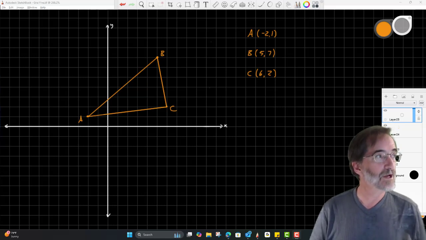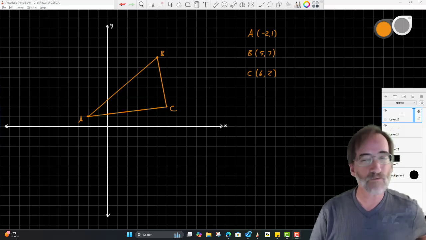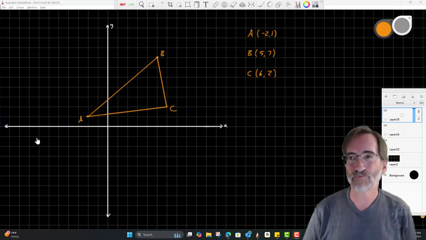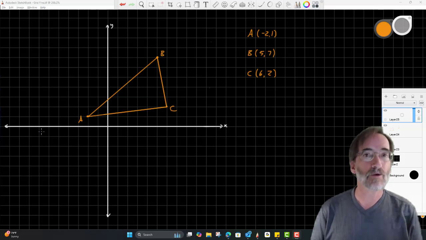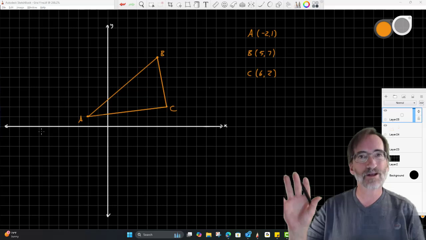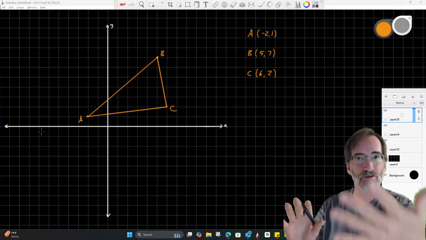All right, this is Geometry A, Unit 4, Lesson 4. We're going to talk about reflections. Reflections. You've seen reflections when you look at a mirror. So you raise your right hand and your left hand and your image pops up.